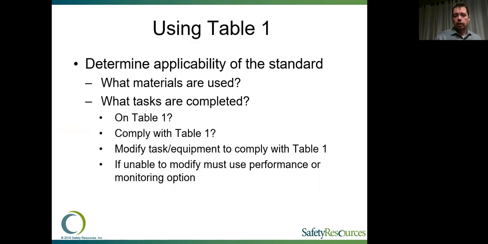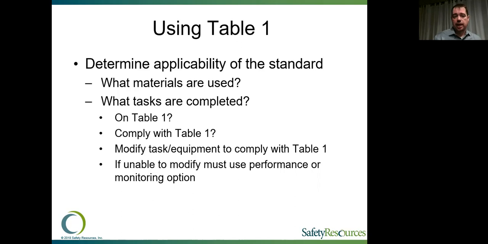So if we are going to use Table 1, we have to make sure that we have determined that it is applicable for what the tasking is. So, are we using the right tools and equipment? What tasks are we performing? Is it included on Table 1? And then do our control methods actually comply with the requirements of Table 1?